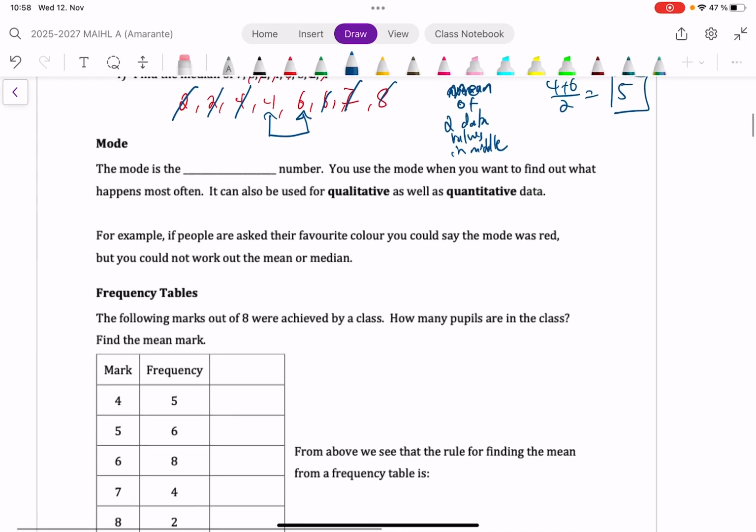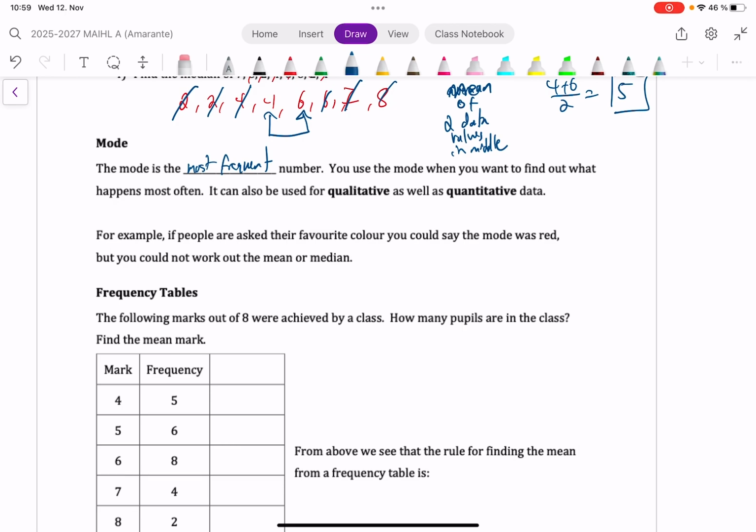Okay, so then we have the mode. The mode is the most frequent or most common number that shows up in the list. It's the one that happens the most. You would use the mode when you want to find out what happens most often, like if that was your goal to figure out the thing that happens the most, the mode makes sense to use.